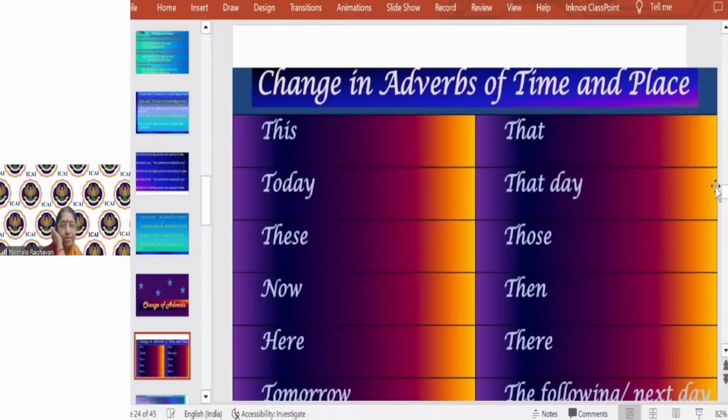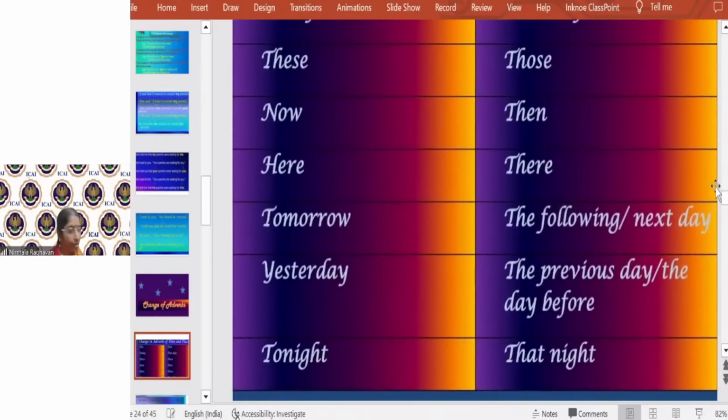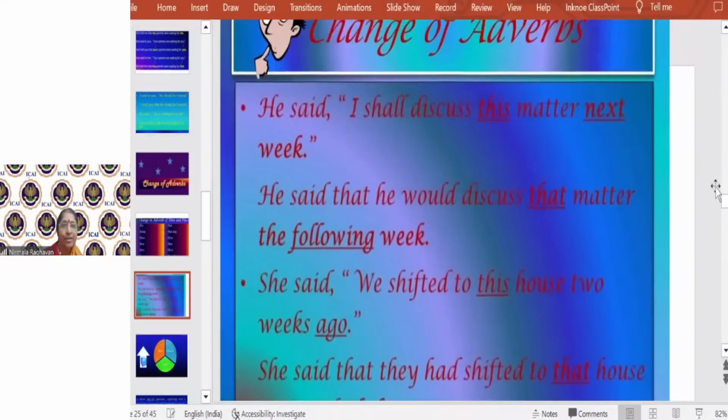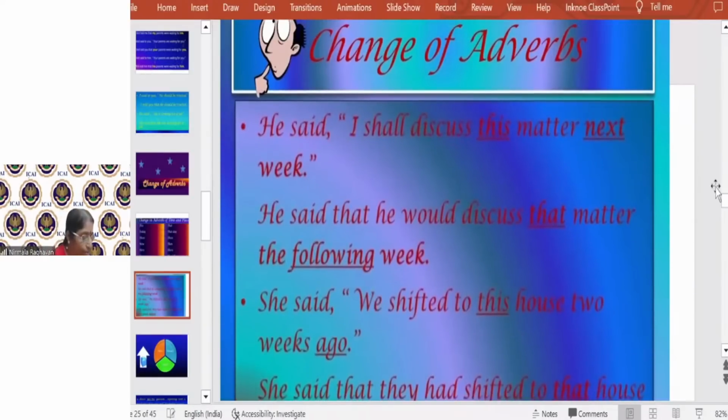Okay, tomorrow becomes the following day. Yesterday becomes the previous day. Tonight becomes that night. Okay, now I move on. Now look at this. These are examples of change in adverbs.